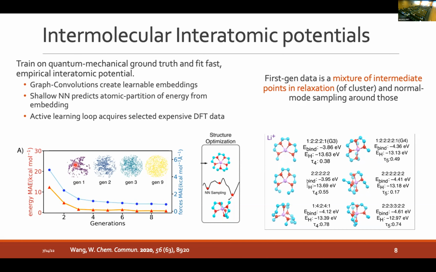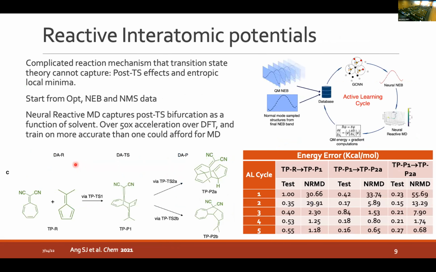But it took 9 generations of this sort of blind active learning cycle of train, run MD, get uncertain frames, retrain, more MD, more uncertain frames. For reactive, we did something similar for a post-transition state bifurcation. This is a reaction where the products depend not just on a barrier, but there is a shallow long valley that can lead to two different products. So it's a dynamical reaction where you get different product distributions depending on trajectories that run along this valley. This is a standard thing that Houk did in 2019.